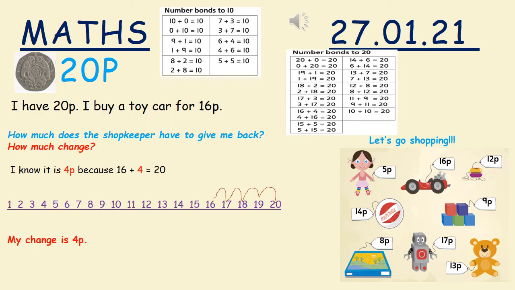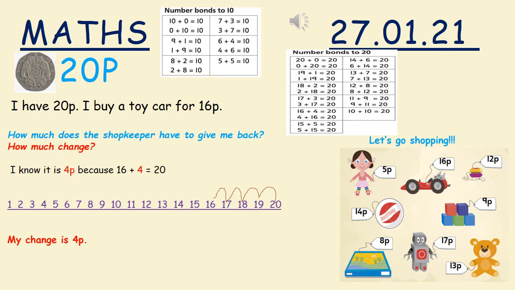Okay, Year 2, I'm going to buy something else from the shop. I'm going to buy a toy car. And I have 20p, right? So how much change will the shopkeeper give back to me if I give the shopkeeper 20p and my toy car is just 16p? How much will the shopkeeper give back to me? How much change will the shopkeeper give back to me? Because my toy car is only 16p and I've given 20p to the shopkeeper.